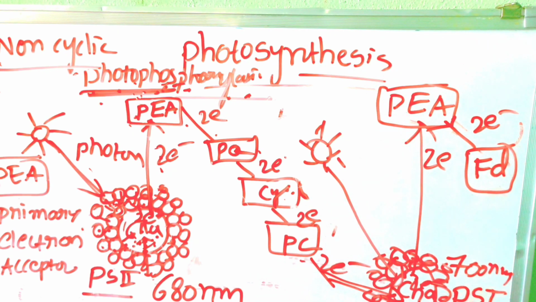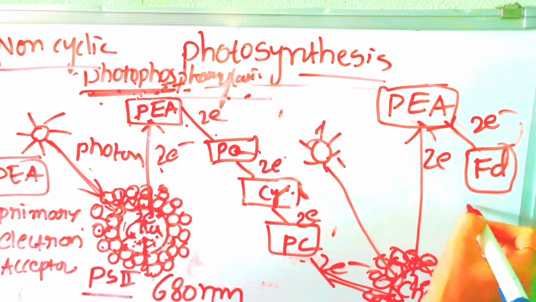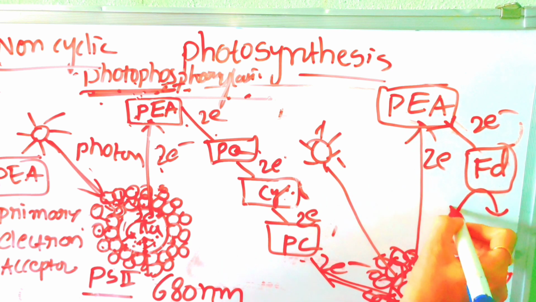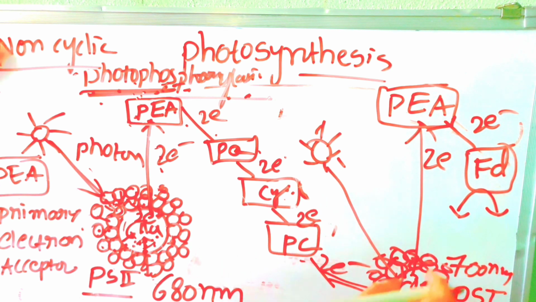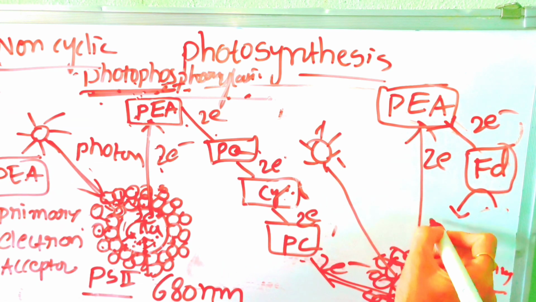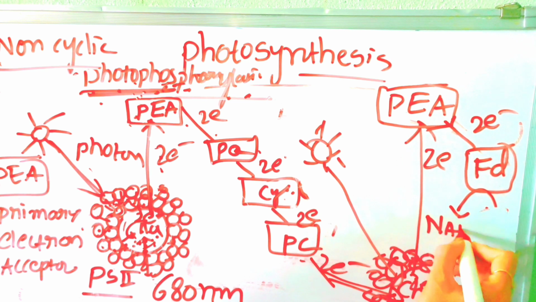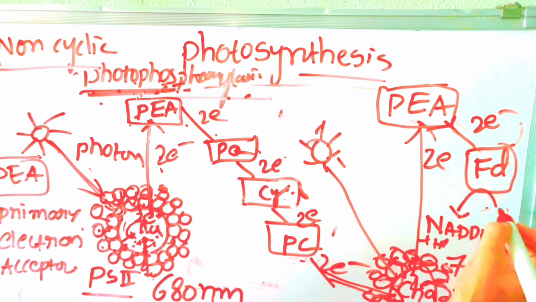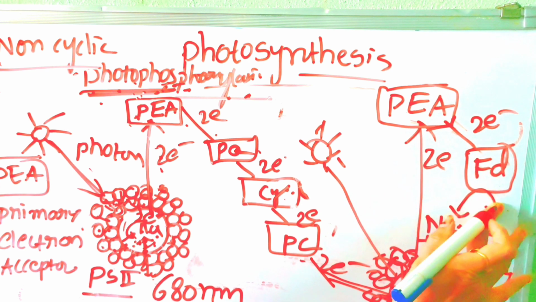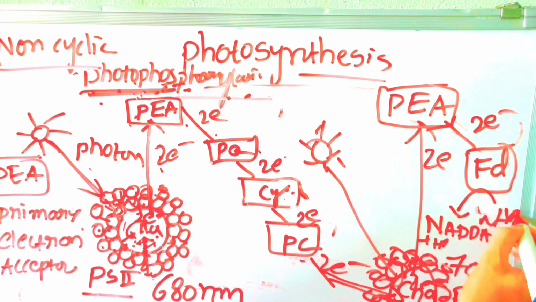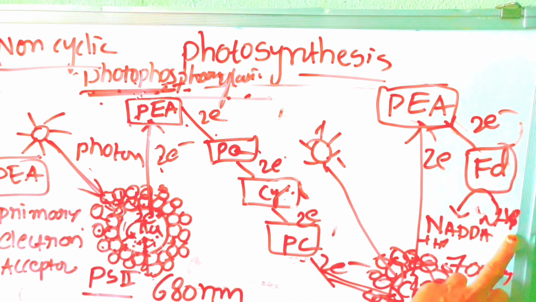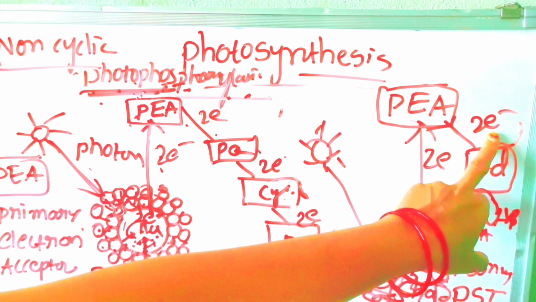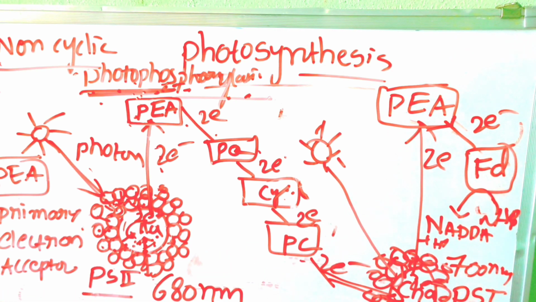What is the important application of ferredoxin? The important application of ferredoxin is the synthesis of NADPH plus H plus, which is a very important reducing power, with the help of NADP. NADP is added, releasing NADPH plus H plus. So NADPH has one pair of electrons and one pair of protons.